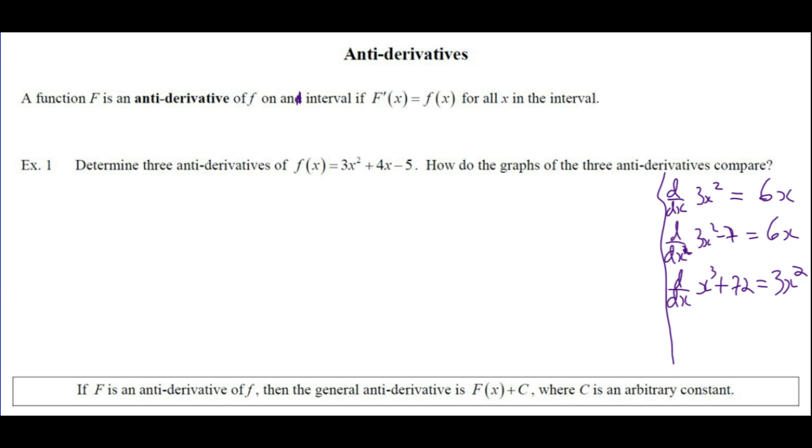Okay, so we want 3 antiderivatives, and the antiderivative is F. So how do we get a 3x squared? You start with x cubed, because the derivative of x cubed is 3x squared. How do you get a 4x? 2x squared. Because 2 times 2 is 4, and then you reduce this. Remember the power rule. How do you get minus 5? Minus 5x. Okay, so there's one.